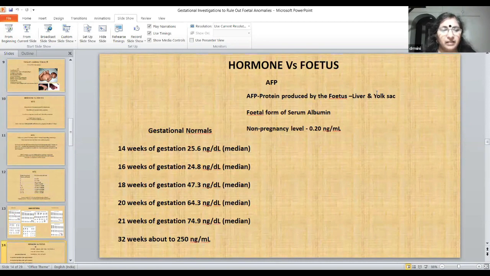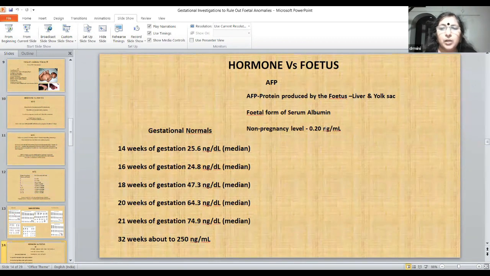Liver and yolk sac of the fetus will produce alpha-fetoprotein. This alpha-fetoprotein is the fetal form of serum albumin. When it is a fetus, it is called alpha-fetoprotein, and when it comes to earth, it will turn to serum albumin. But alpha-fetoprotein will be at a minimal level in the normal human being, and the non-pregnancy level is 0.20 nanogram per ml. But when this alpha-fetoprotein is high, I am diverting from the subject.